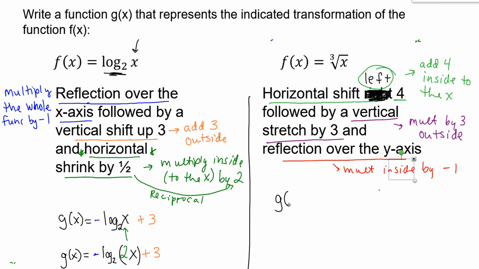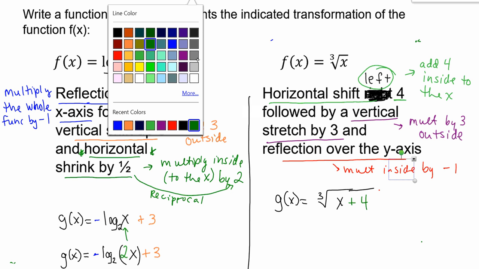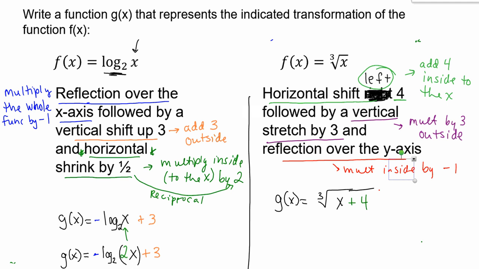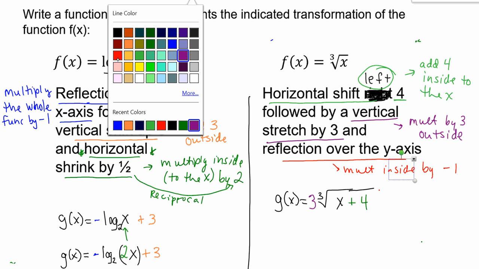All right, one at a time. G of x, our new function, equals the cubed root of x. But the first change says to add 4 inside on the x. So plus 4. Okay, next one says to multiply by 3 outside. So multiply here by 3. And then the last one is to multiply inside by -1.